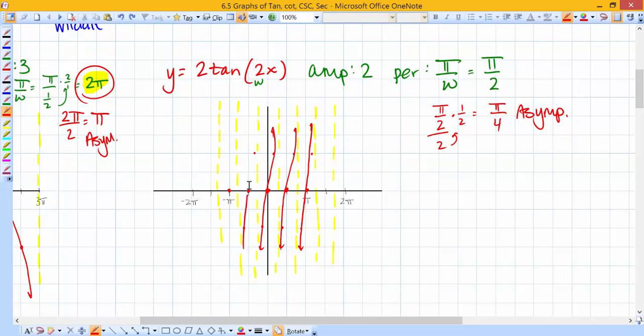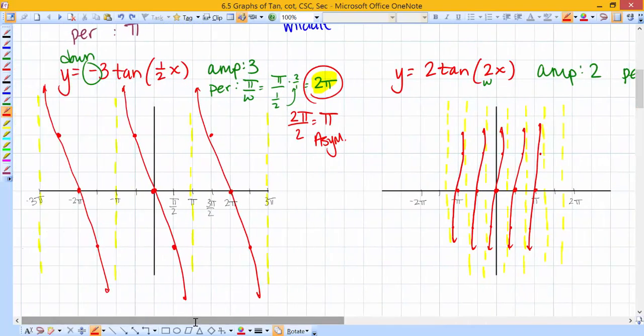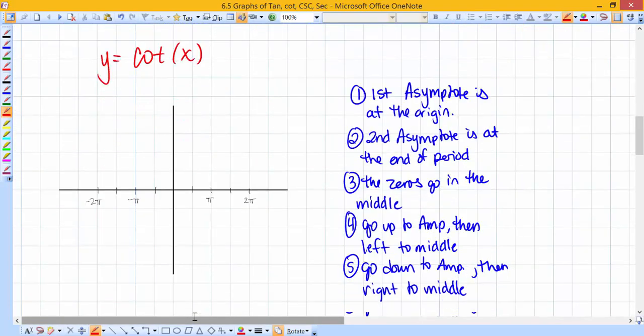I'm not going to look for anything perfect, you guys. As long as you know how to graph tangent, I'm happy. Identify amplitude and period and apply that to a graph, you'll be fine. So there's tangent. All right, let's move on to cotangent. That's all I have for tangent.